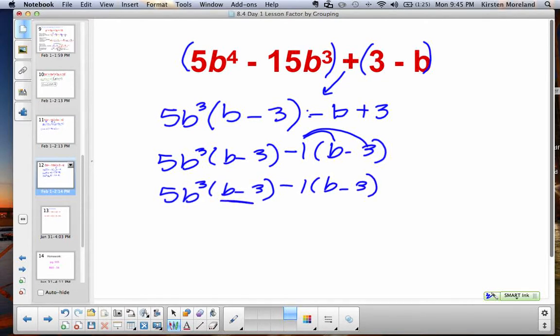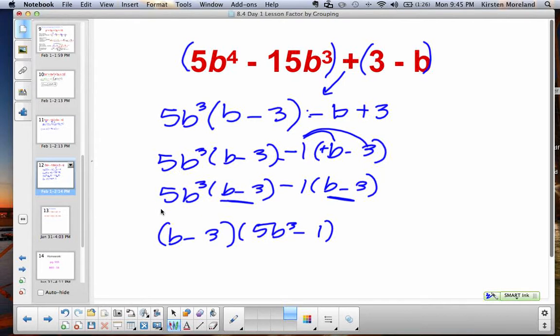Now I've got my parentheses to match finally. So I'm left with b minus 3 and 5b to the third minus 1. Now this -1 is a little tricky. Whenever you have the wrong signs here, factor out a -1 and basically just flip-flop the signs. So turn this into a +b and a -3. Keep the -1 outside though, and you'll end up with the correct one.